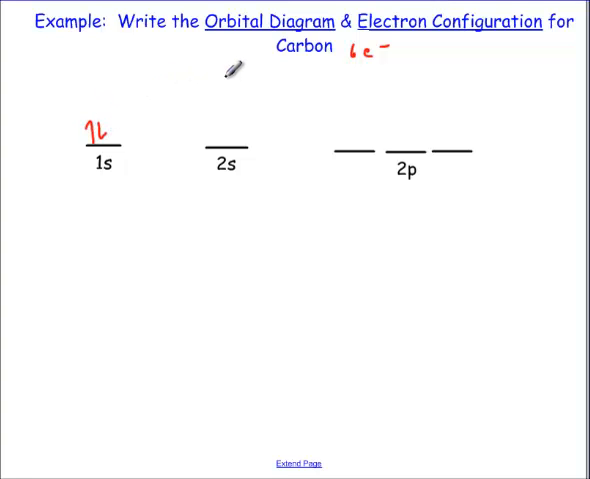1, 2, that one's full. 3, 4, the 2s is full. I have 2 more electrons to place. According to Hund's rule, I have to put 1 in each of the remaining orbitals before I can double up. So I'm going to put my other 2 electrons as indicated here. The electron configuration for carbon would be 1s2, 2s2, 2p2. Again, you add up the 2 plus the 2 plus the 2, that gives us how many electrons we have in that element.